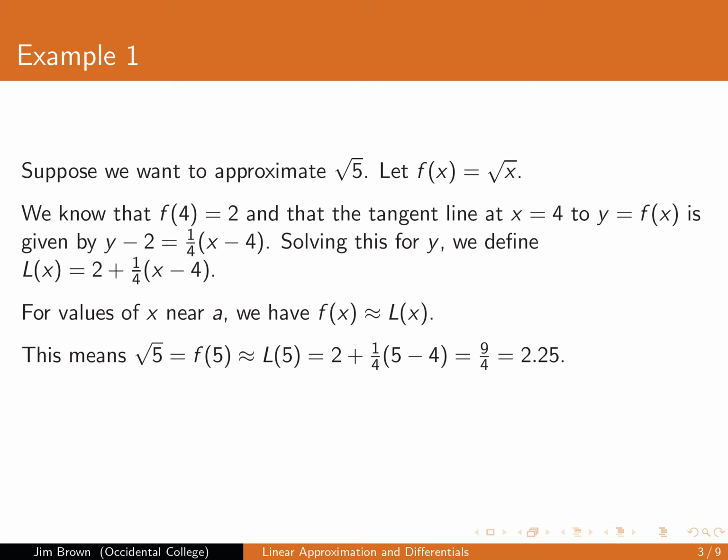And the nice thing about the tangent line approximation is I can actually evaluate that function. So I plug in 5 for x, and I get 2 plus 1/4 times (5 minus 4). So this is just 2 plus 1/4, which is 2.25. So that tells me square root of 5 is approximately 2.25.